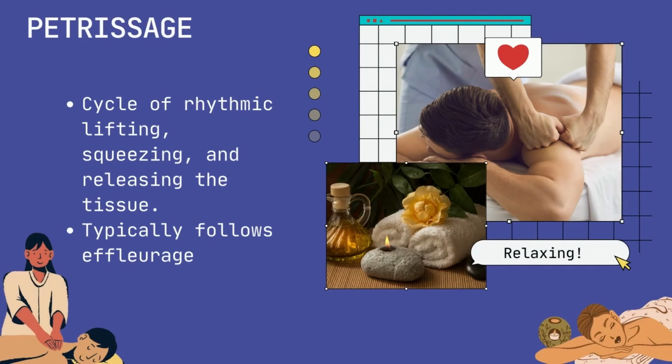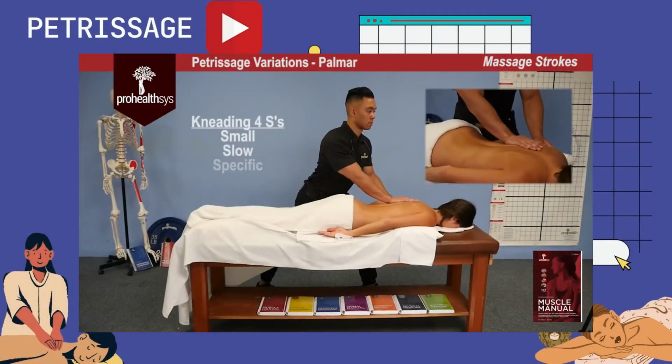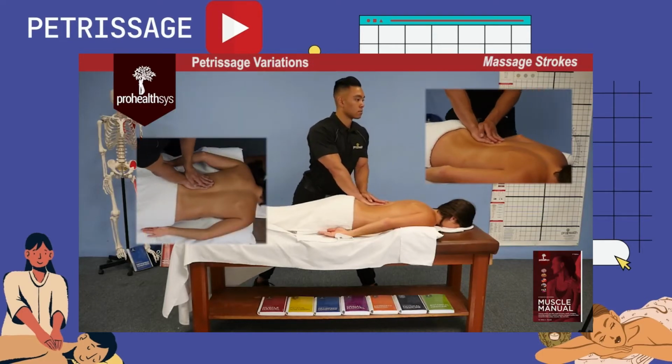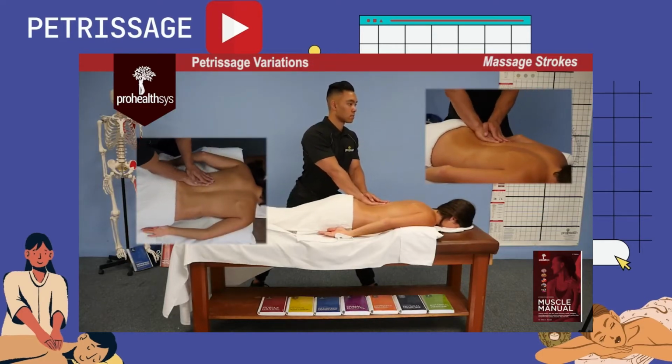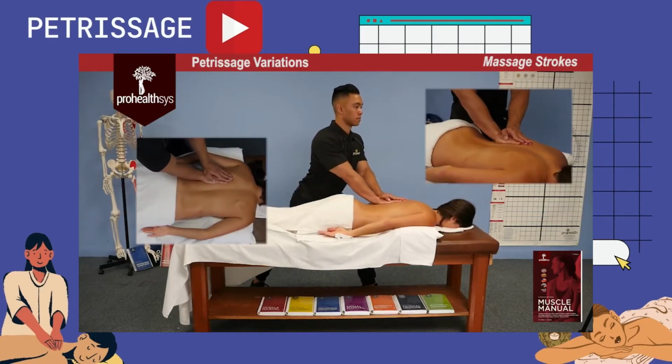Pétrissage is a cycle of rhythmic lifting, squeezing, and releasing the tissue. It typically follows effleurage. This is the sample video. Pétrissage is done with the help of the 4S: small, slow, specific, and circular. There are a lot of variations that we can use to do this technique.